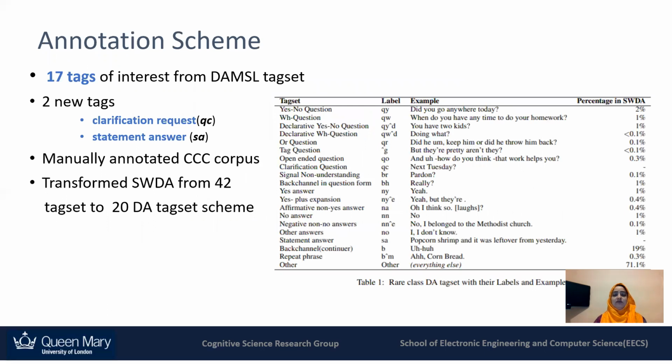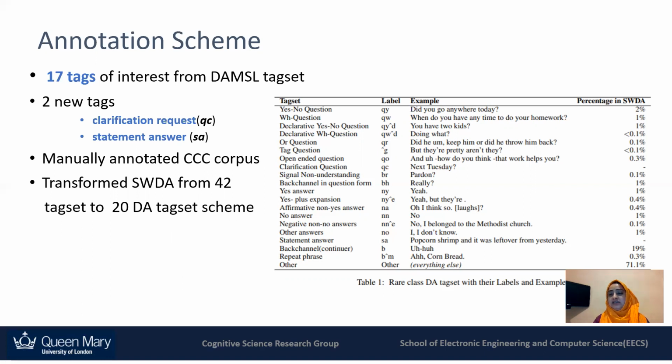For the annotation scheme, we adopted DAMSL tag annotation, and we take 17 tags of our interest that are shown here in Table 1, and two new tags are introduced here. One is the clarification request, and one is the statement answers. As the Carolina dataset is not available with dialogue act tags, we manually annotated the conversations with this tag set and transformed the Switchboard dialogue act corpus from the 42 tag set to 20 dialogue act tags.